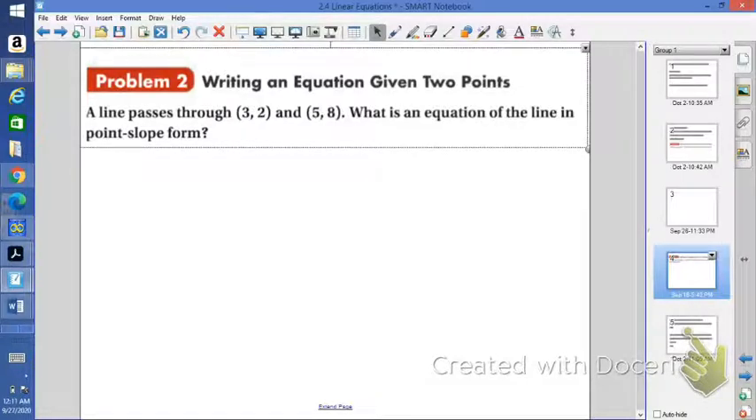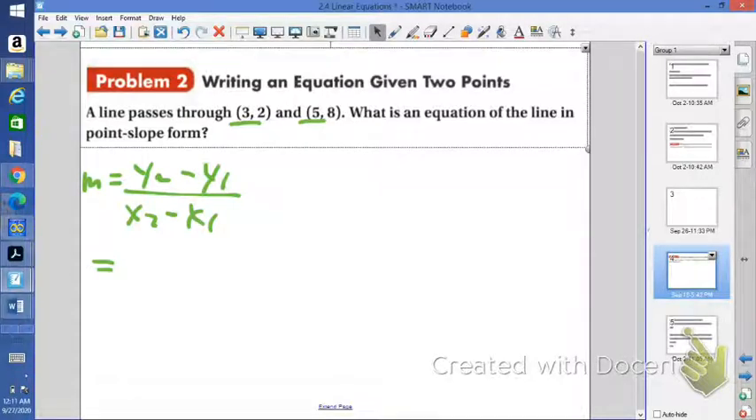Okay, so in order to put something in point-slope form, you need a point and you need a slope. Well, we don't have a slope here. We just have 2 points. So what we need to do is find the slope between those 2 points using our y sub 2 minus y sub 1 over x sub 2 minus x sub 1 formula.